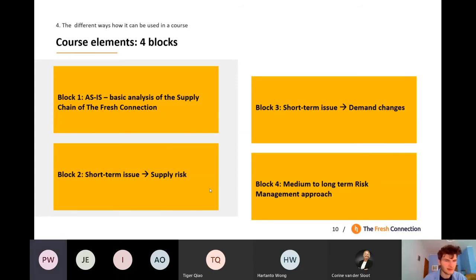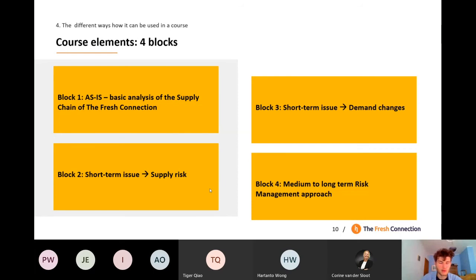So the 4 blocks that we have: block 1 is the situation we are in, so the supply chain of the Fresh Connection, analyzing that one. The second block is short-term supply issues and risks. The third block is short-term demand issues, risks and changes. And the 4th block is about medium to long-term risk, and that's really taking the management approach. So those are the 4 blocks that this teaching case consists of.